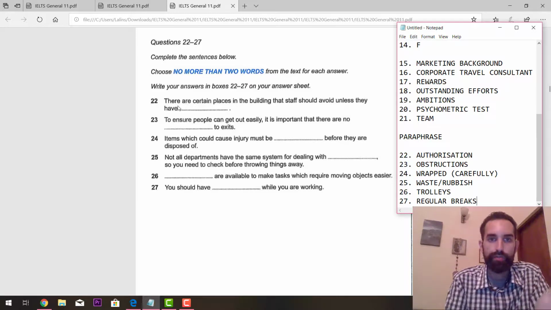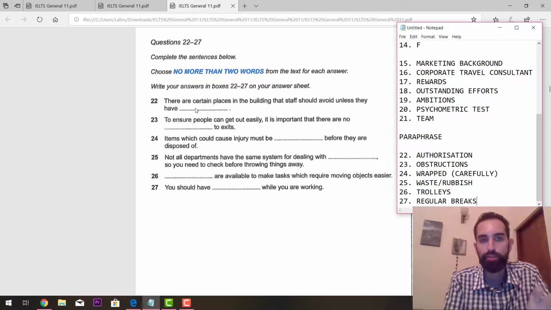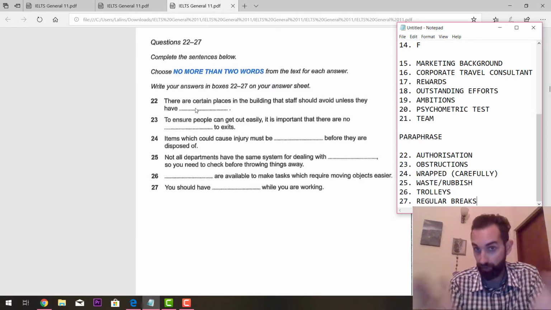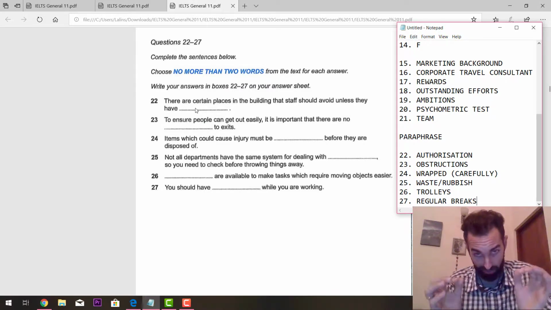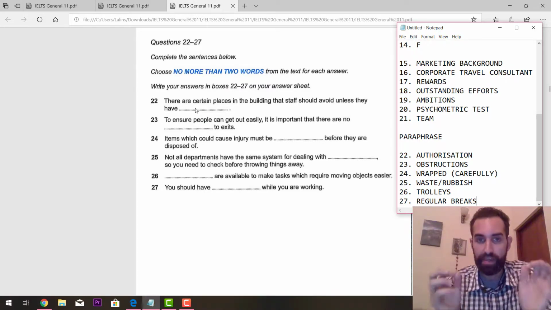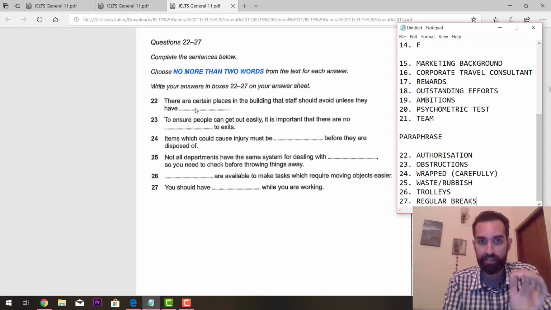Okay, so 22. There are certain places in the building that staff should avoid unless they have authorization. They were talking about restricted areas. Obviously, to go in a restricted area, you have to have authorization. You have to be allowed to be there, and that you have to be authorized. So that is our answer there.